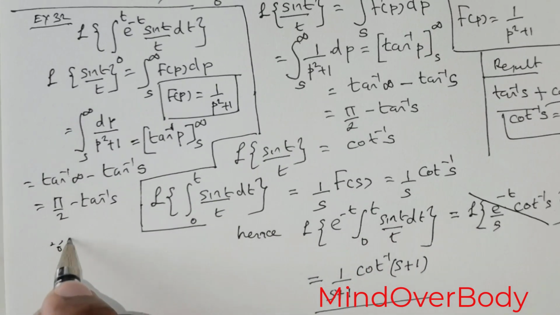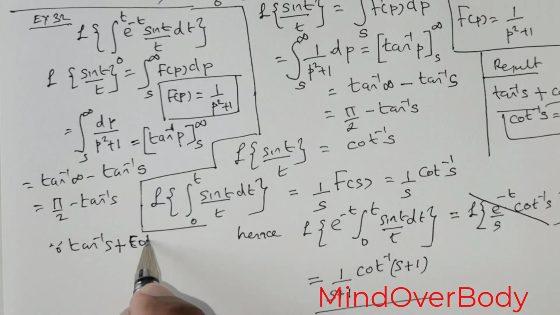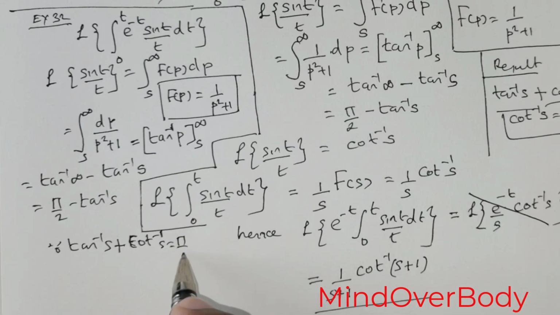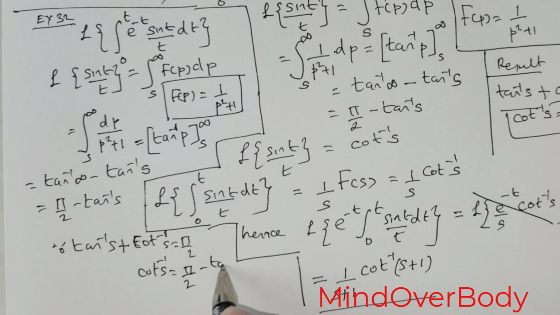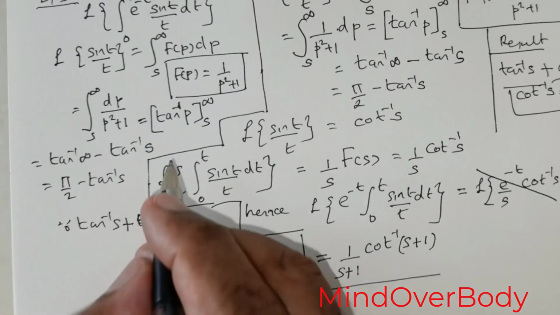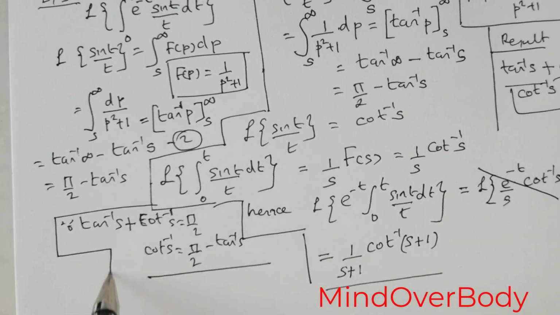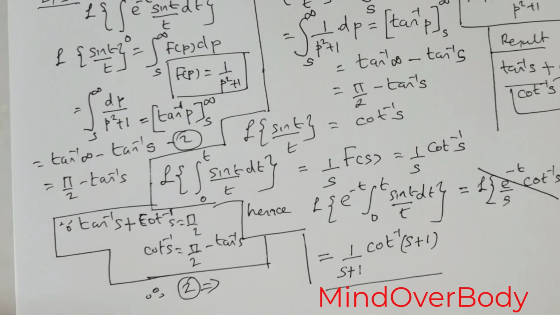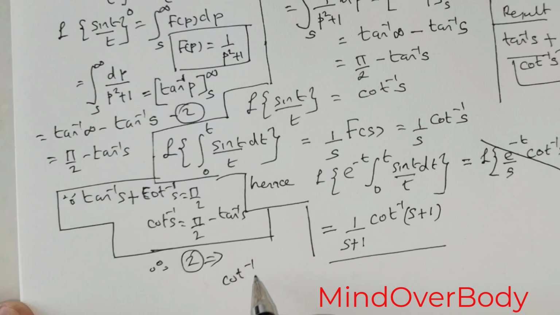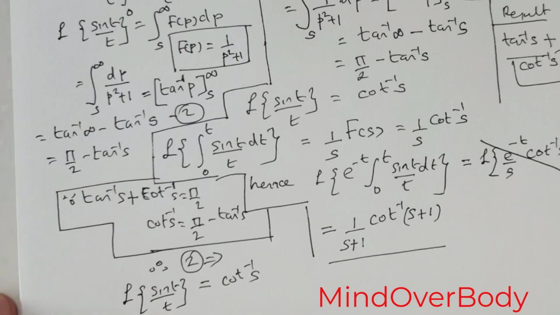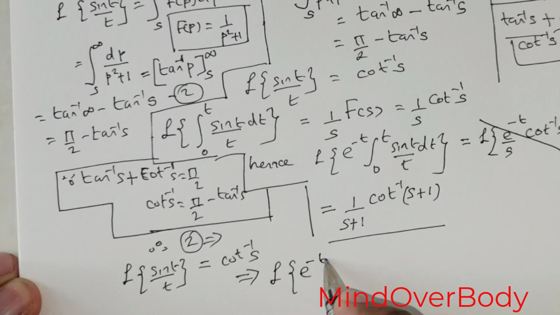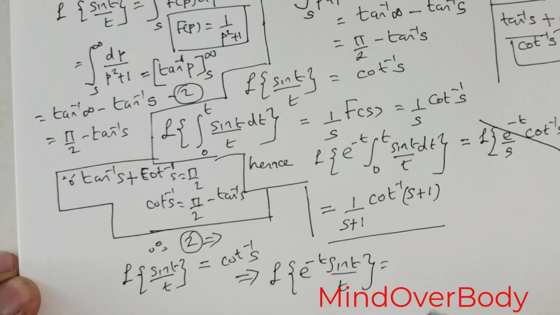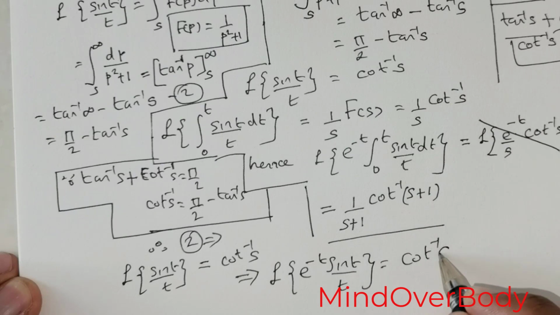I would like to use the result that tan inverse of s plus cot inverse of s is equal to pi over 2. Because of this I can rewrite this as cot inverse of s is equal to pi over 2 minus tan inverse of s. Now because of this, if I were to take this as 2, I can rewrite 2 as cot inverse of s. So this is nothing but my Laplace transform of sin t over t. Now from here onwards, this means the Laplace transform of e raised to the power of negative t sin t over t can be written as, the shift is taking place, so that would mean cot inverse of s would become cot inverse of s plus 1.